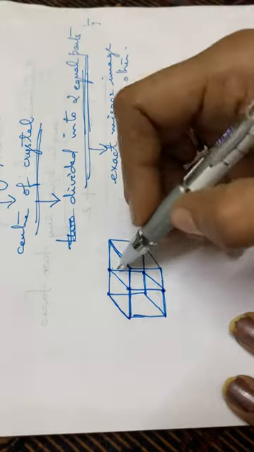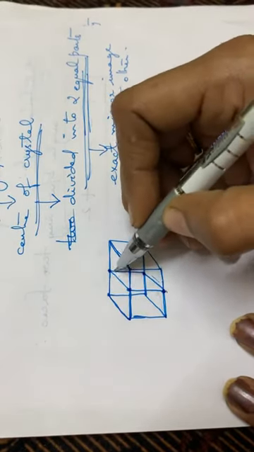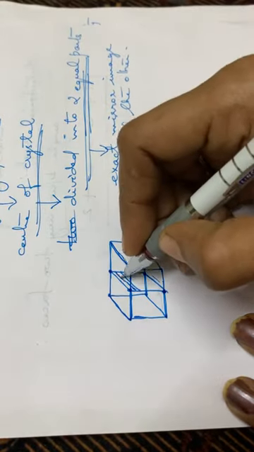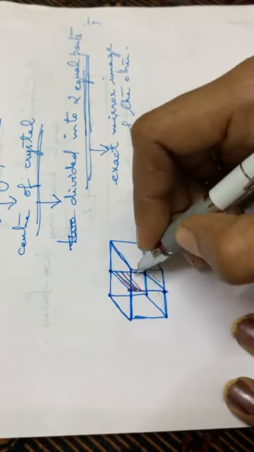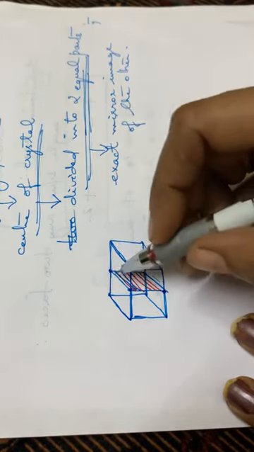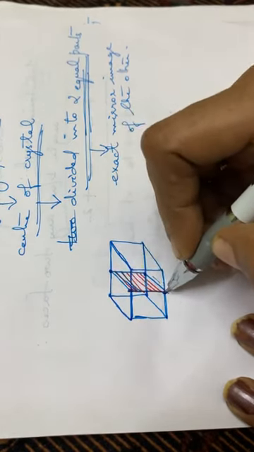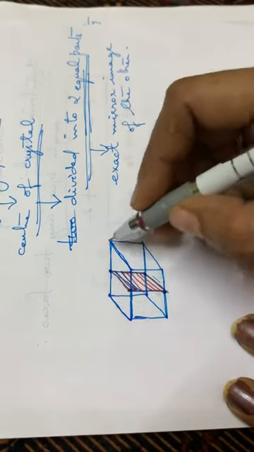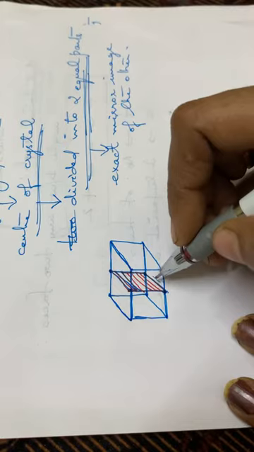So you have got a plane, isn't it? So this is one plane. Can you see this plane? This plane will be cutting this particular cube into two equal halves, isn't it?